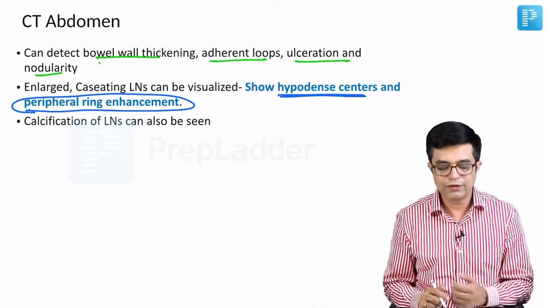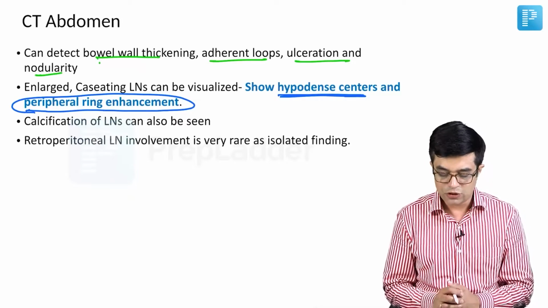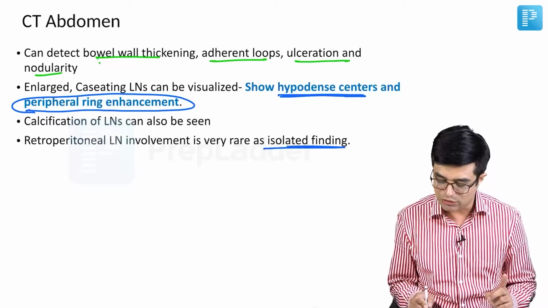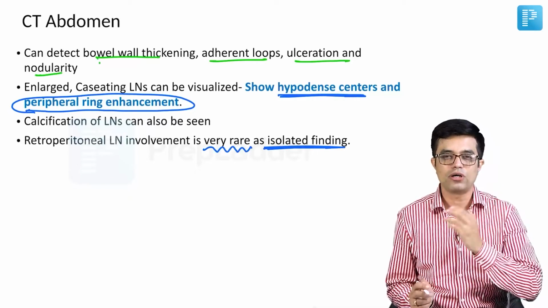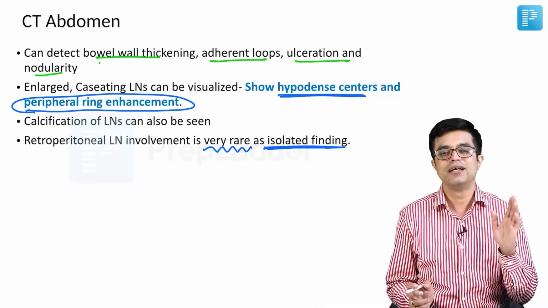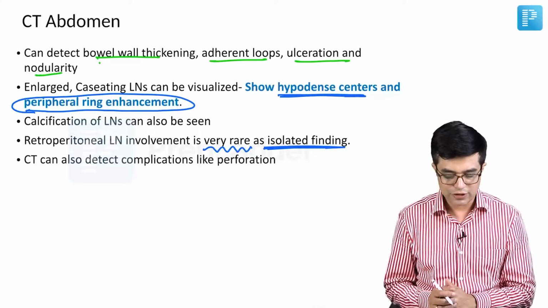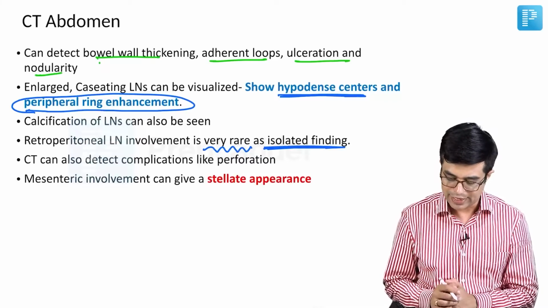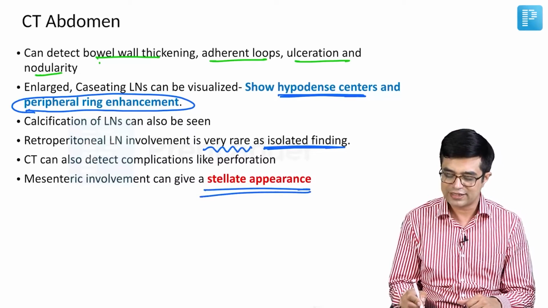Then calcification of lymph nodes can be seen. We know that CT is good for detecting calcification. Retroperitoneal lymph node involvement as an isolated finding is very, very rare. So if only retroperitoneal lymph nodes are involved, with no other lymph nodes affected, it is not likely to be abdominal tuberculosis. CT can also detect complications like perforation. And finally, mesenteric involvement can give a star-like appearance, also called stellate appearance.